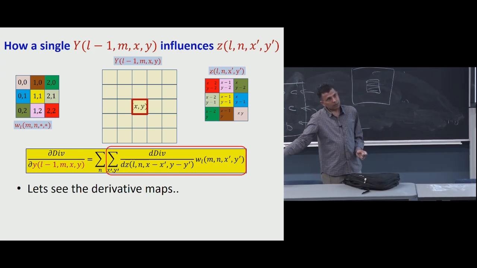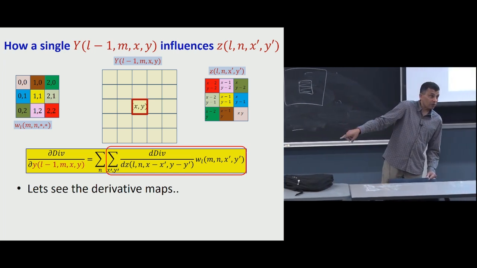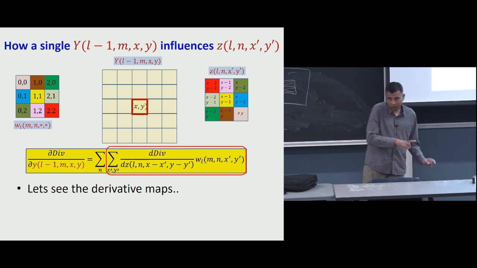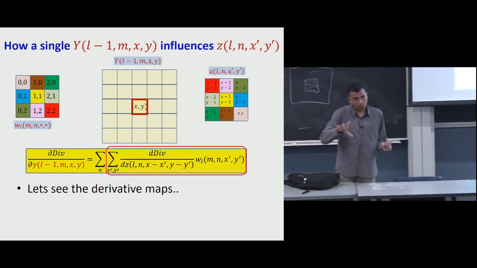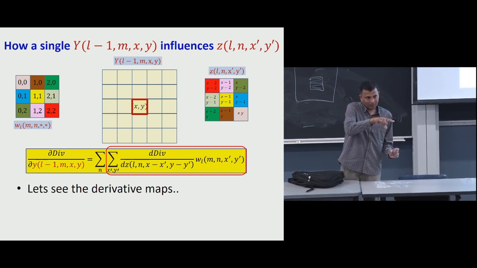To compute the derivative with respect to y, and now here is the crazy bit, at the bottom right corner, not at the top left corner. Remember, when we were going forward, I was imposing the weight on the y map and computing the z at the top left corner, right?